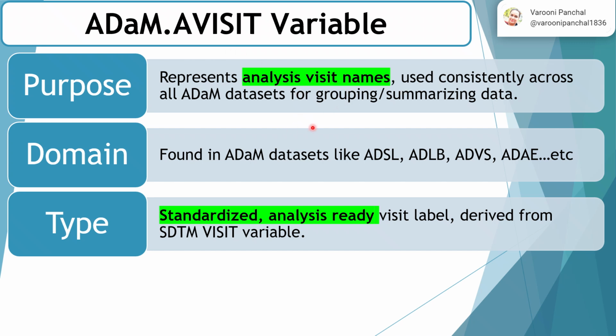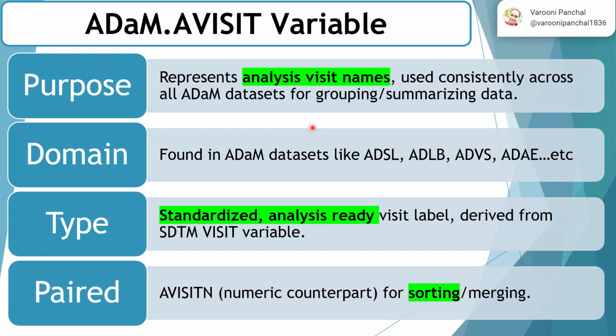In that scenario we get the analysis visit. Now why is it termed analysis visit? Because it is usually used for sorting and merging purposes whenever we are doing analysis for tables and listings, right? So I have certain analysis where, for example, I want to combine visit 1 and visit 2 into some other visit or give it some other label. I will club those two visits together and see what the analysis variable is. So these are analysis-ready visit names that are given, right?